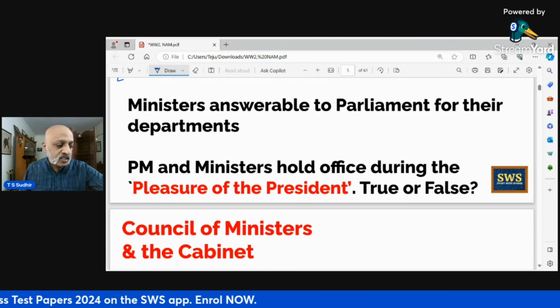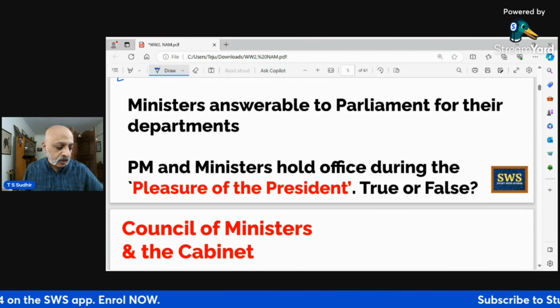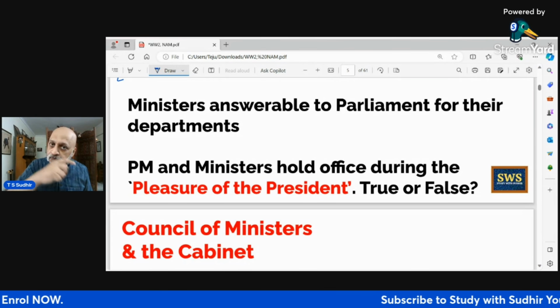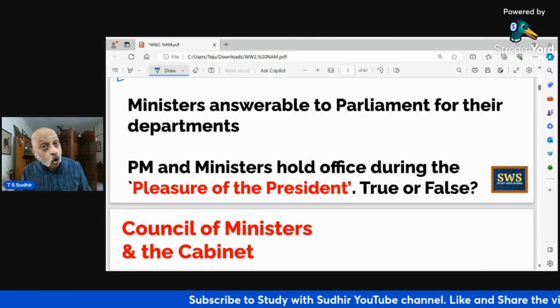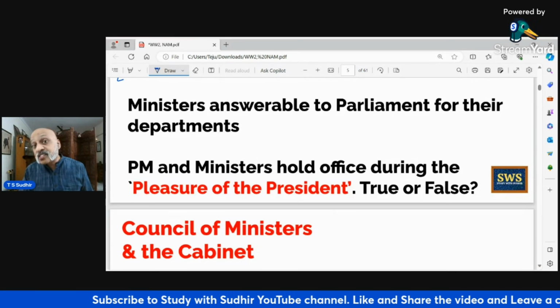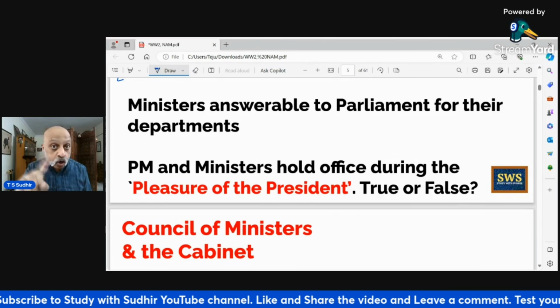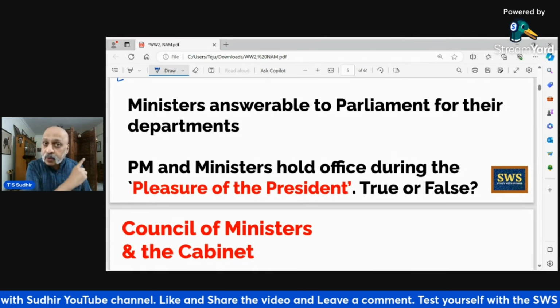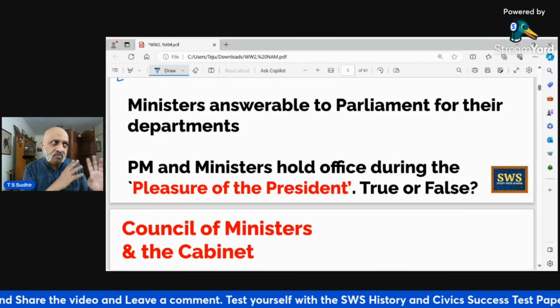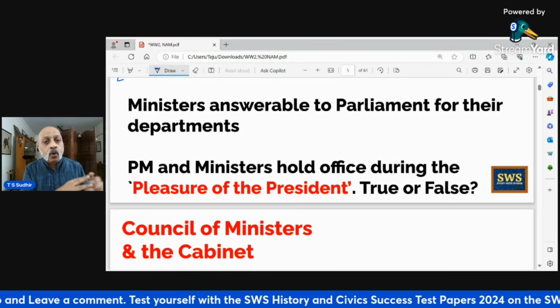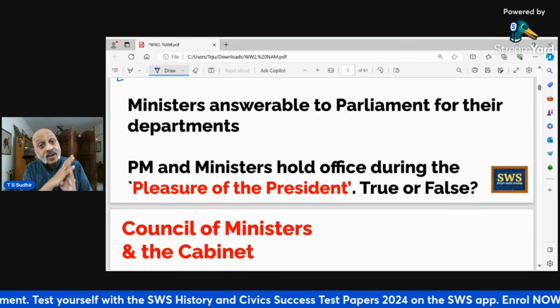He really has very little power in this particular regard, because the Prime Minister and the Council of Ministers are collectively responsible to the Lok Sabha, because it is the Lok Sabha which can move a no confidence motion, not the Rajya Sabha, as we have seen in the Parliament chapter. Any doubts, please see the Parliament chapter which we did about four months ago, and also the President chapter done in detail.